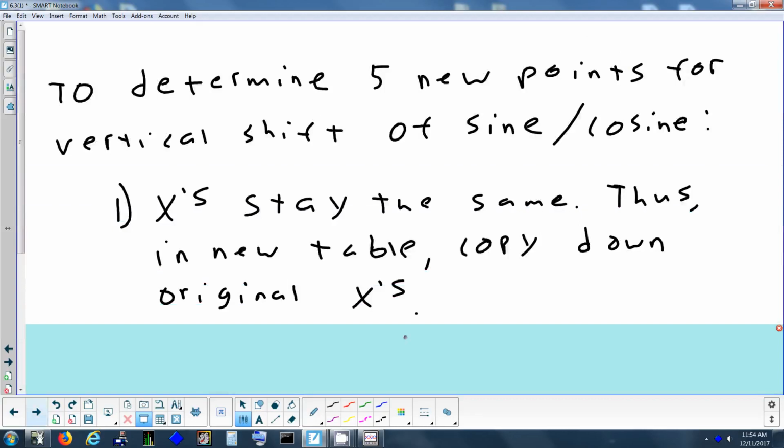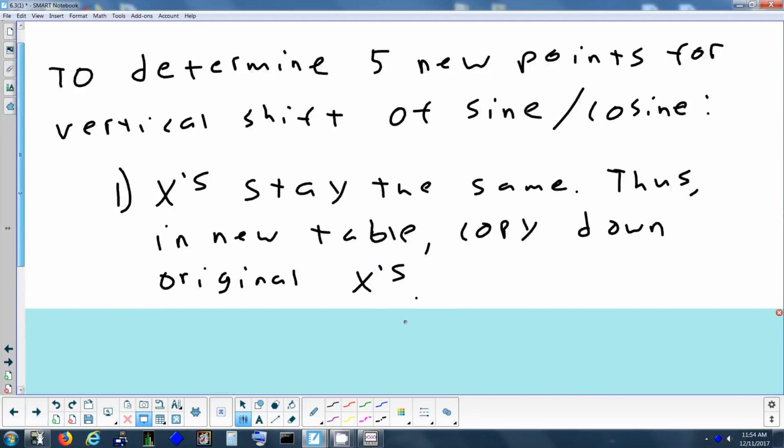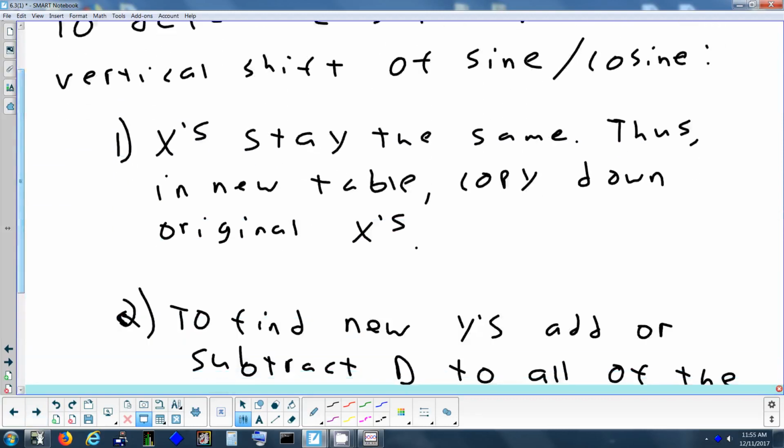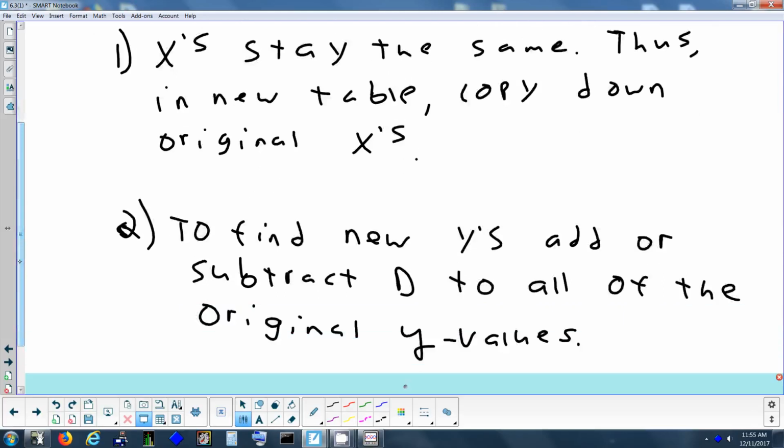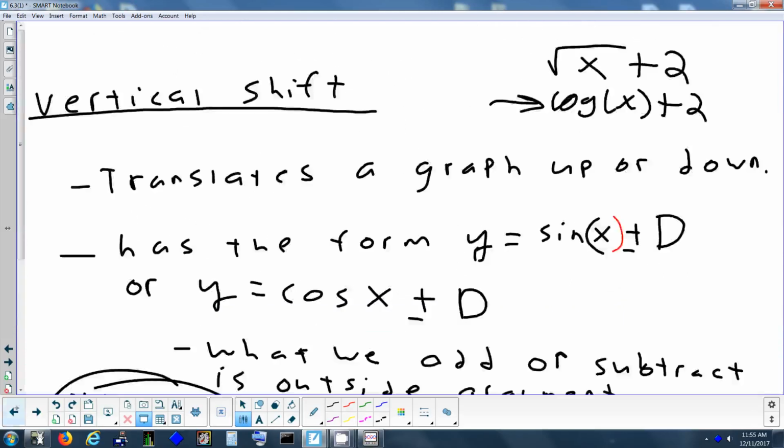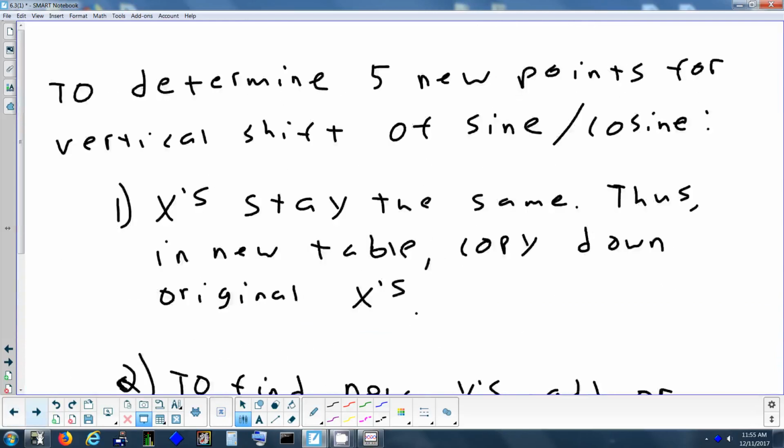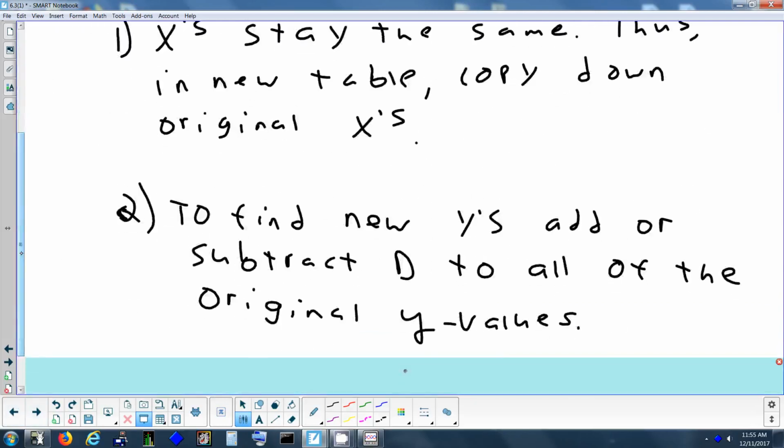0, pi over 2, pi, 3 pi over 2, 2 pi. Every vertical shift problem in the homework, I just told you the answer to the x's. They don't change. To find the y's, all you have to do is add or subtract whatever that number is to all the original y values.